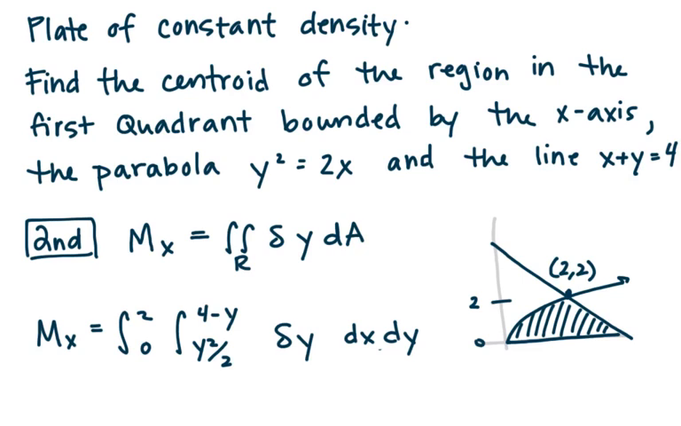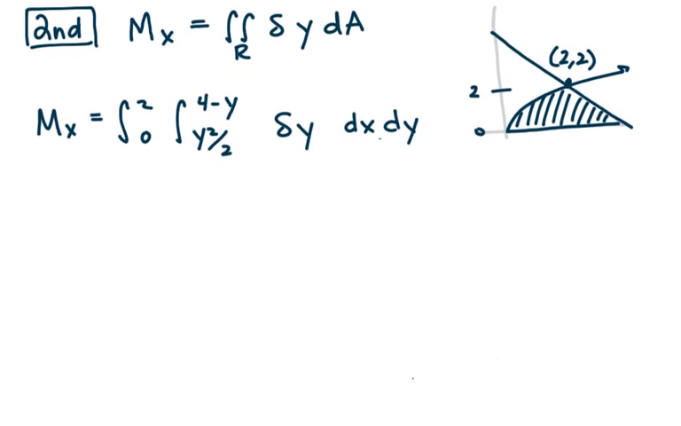So here is the setup for our moment about the x-axis. Again, my y goes from 0 to 2. My x value goes from my lower bound, the parabola, y squared divided by 2, to the line 4 minus y. X equals 4 minus y. So we've got delta in there, our density, which is a constant, and then y, this extra factor, which we have to use. It's from the formula for the moment about the x-axis.